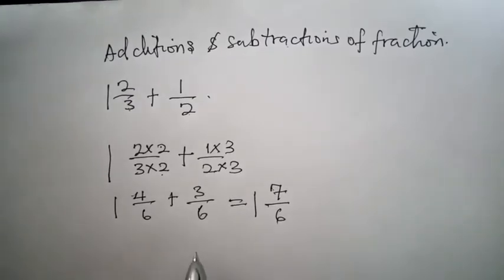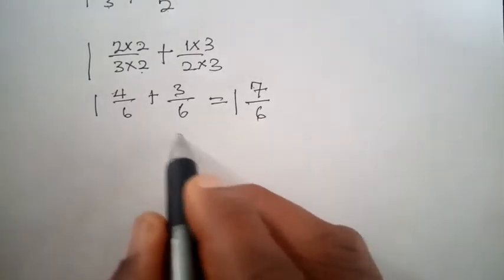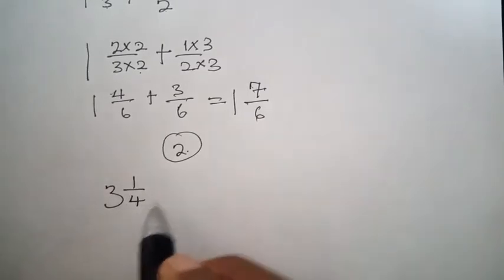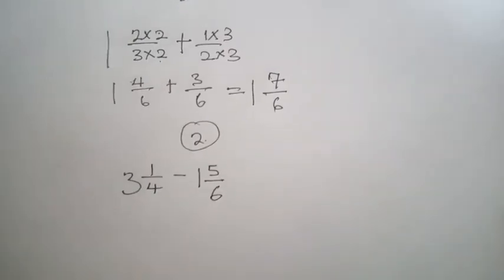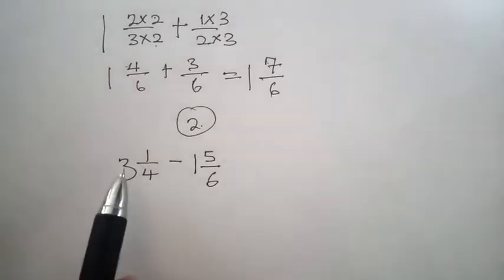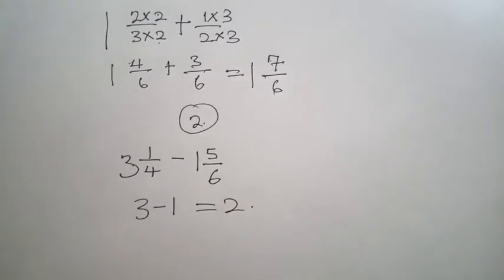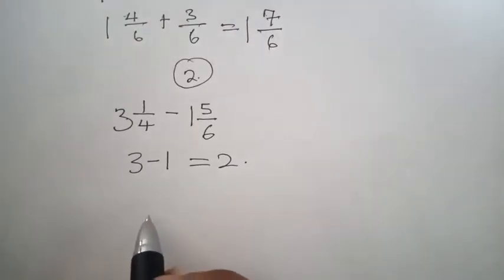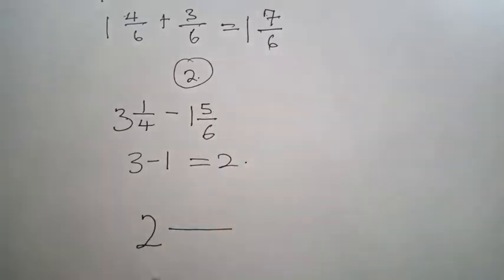Then, in the other one, if I go to number 2, if I have 3 whole number 1 over 4 minus 1 whole number 5 over 6, the same thing applies. 3 is there. We just say 3 minus 1, which is 2. Then you know that your problem is going to have a whole number of 2. So I will write 2. Then I will deal with 1 over 4 and 5 over 6.